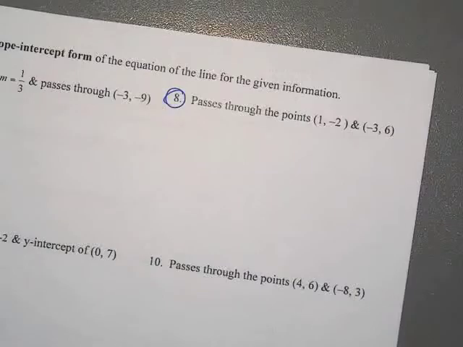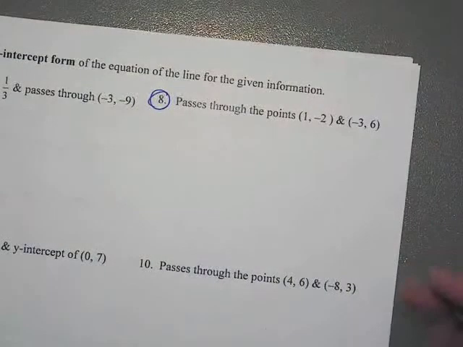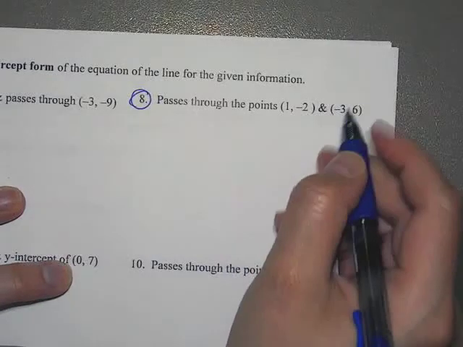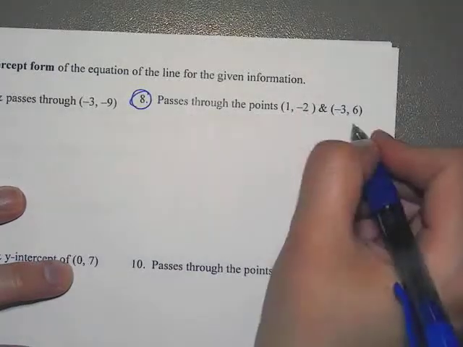All right, let's look at a few more problems for this one. Almost every problem is going to go through that same process again. Okay, so we have the points (1, -2) and (-3, 6). We need to find the slope and the y-intercept.